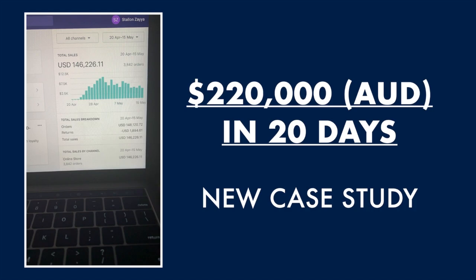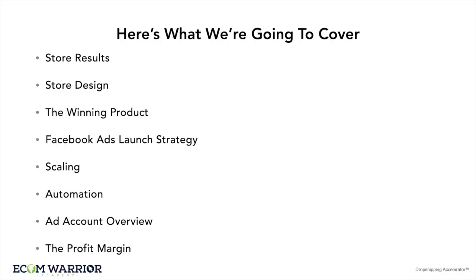There's going to be a number of things we're going to cover in today's case study. The first thing is going to be the store results. So I'll take a deeper dive into the store results, store design, the winning product, Facebook ads, launch strategy, scaling, automation, ad account overview, and also the profit margin. Now, most people don't cover the profit margin, but I'll take a deeper dive into my profit margin. I'll tell you how much profit I made exactly, and also what the expenses were, just so you have a rough idea. For this case study, it's going to be straight to the point.